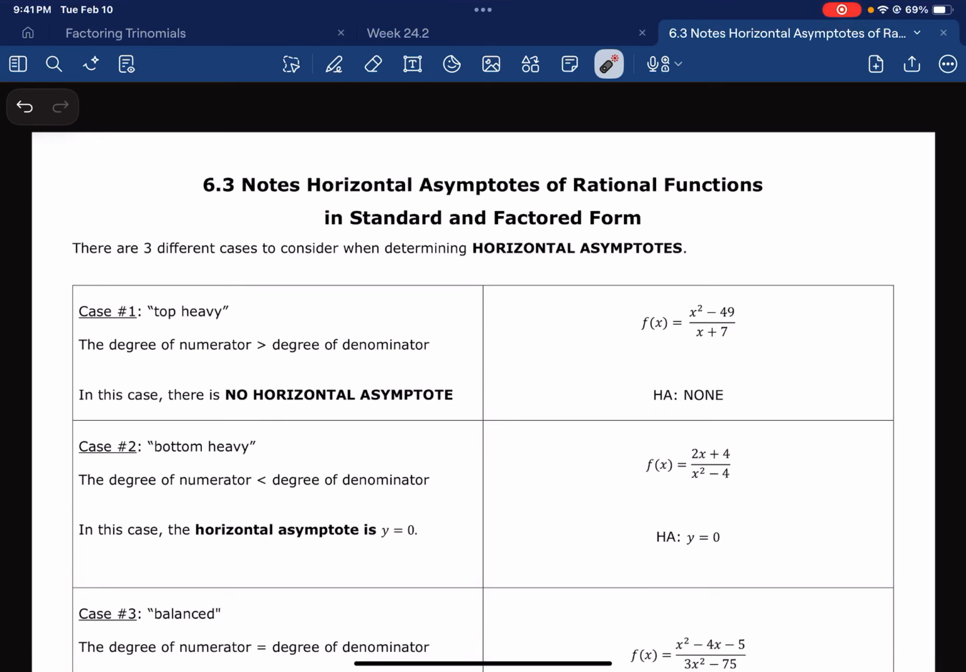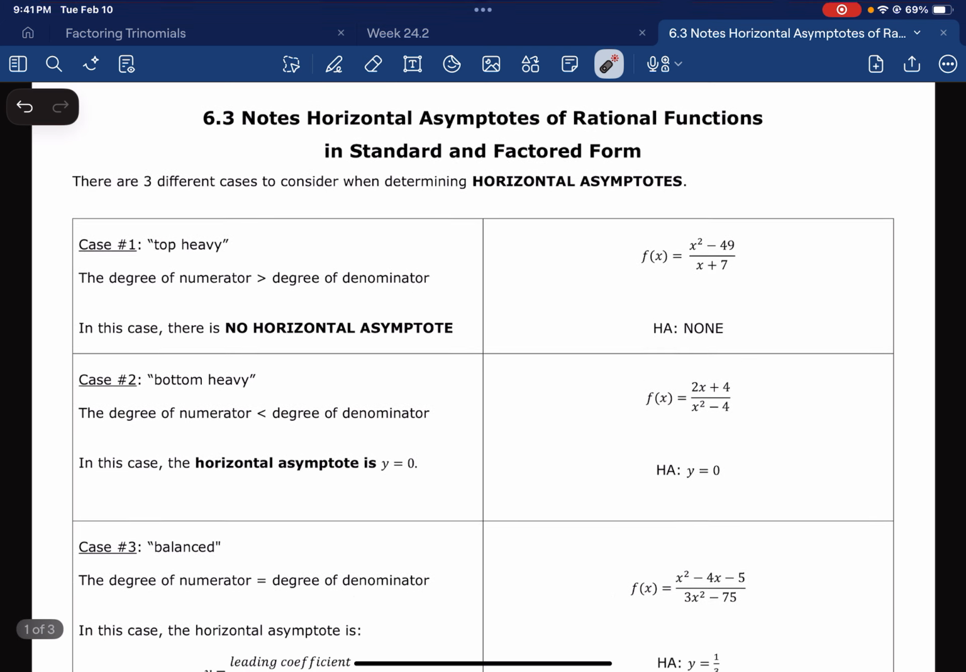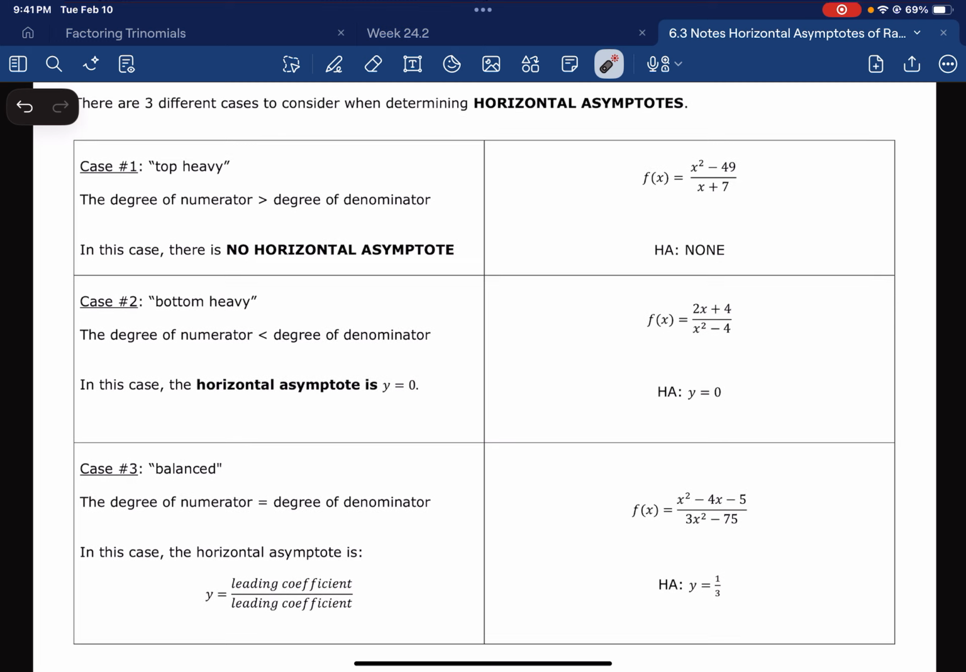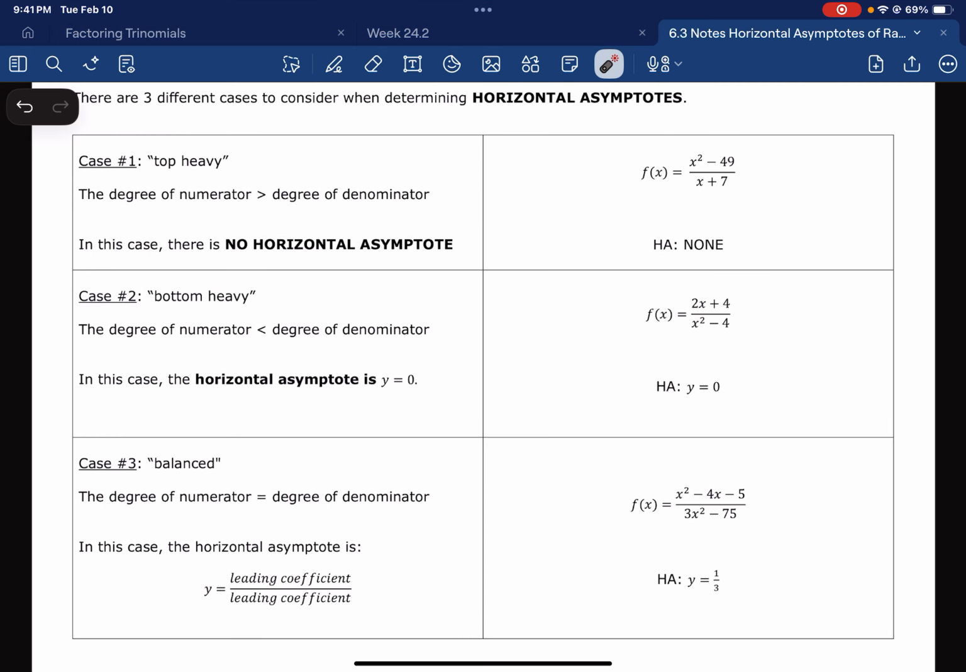All right, let's talk about horizontal asymptotes of rational functions. We've talked about vertical asymptotes. We've talked about holes or removable discontinuity, and those are a little bit more straightforward. In this instance, when we talk about horizontal asymptotes, we have three different cases to look at, okay? And they all have to do with the degree of the numerator and the denominator. So who has the highest exponent, the numerator or denominator?